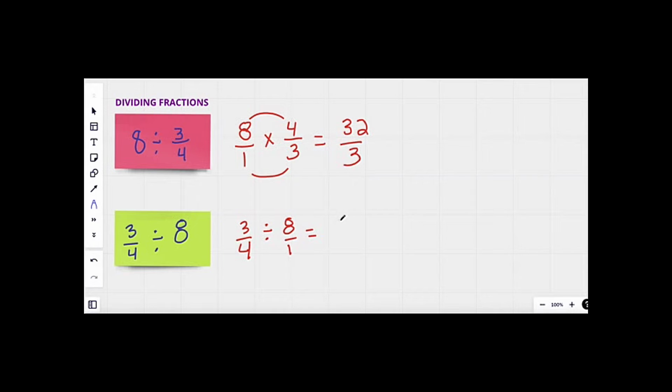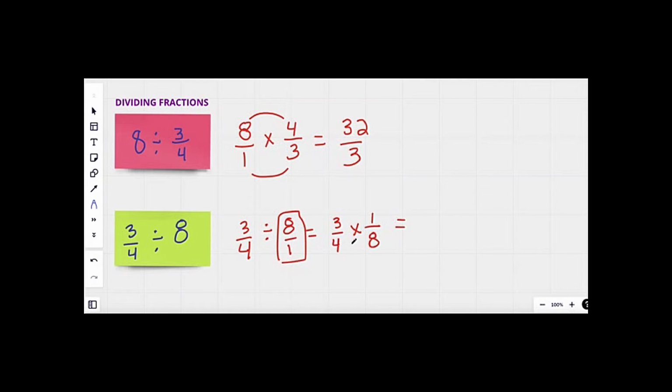Now we can go ahead and actually change our sign to multiplication and do everything else that we have to do with a division. So we leave the 3/4 the way it is. We change our sign to multiplication, and now we can flip our second fraction, which is this 8/1. We can flip it to 1/8.